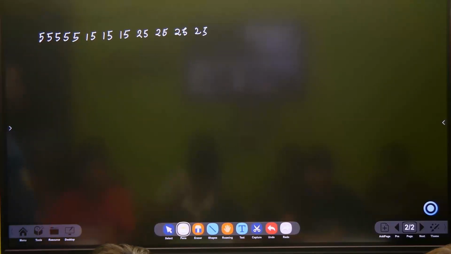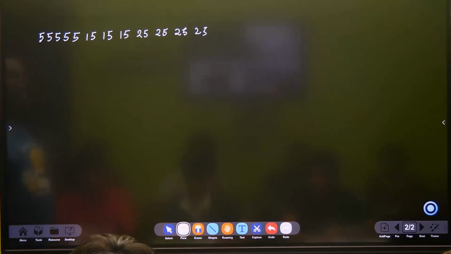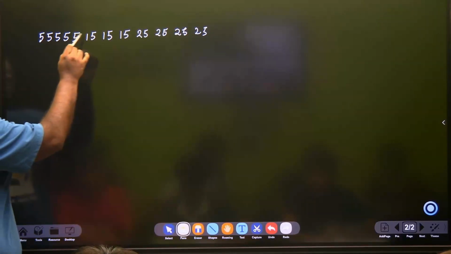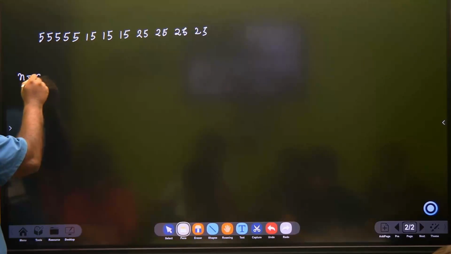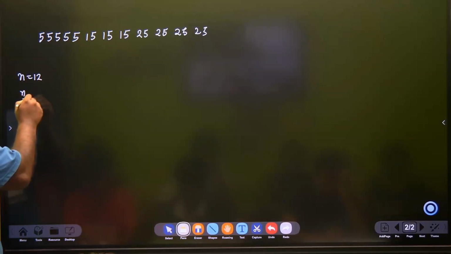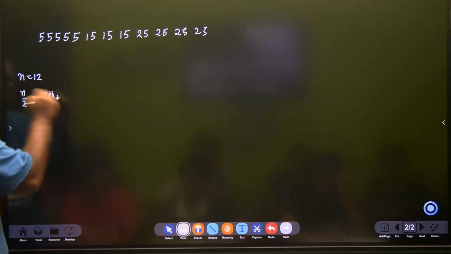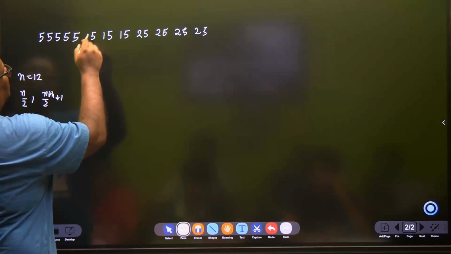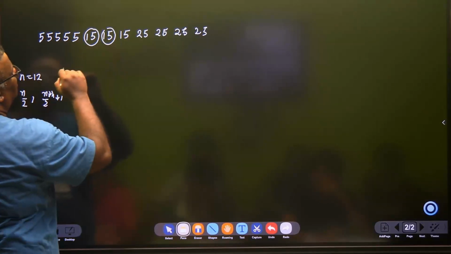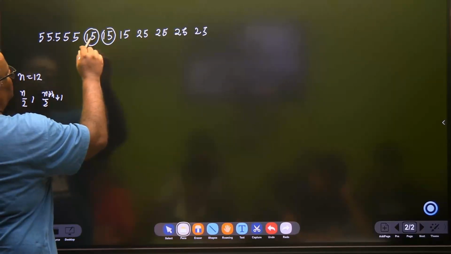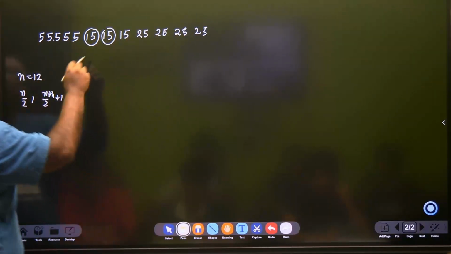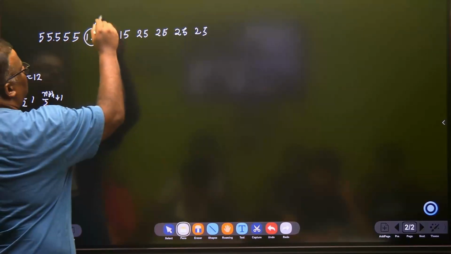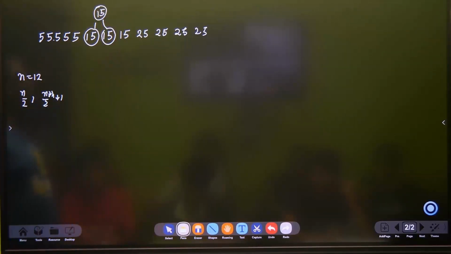Now we have to calculate the median. Is the data arranged in ascending order? Yes. How many data are there? 1, 2, 3, 4, 5, 6, 7, 8, 9, 10, 11, 12. So my n is equal to 12. So my midpoints will be n by 2 and n by 2 plus 1th, meaning the 6th and 7th are my midpoints. 1, 2, 3, 4, 5, 6 and 7. Correct, 15 and 15. And their mean will be 15. So 15 is the median.